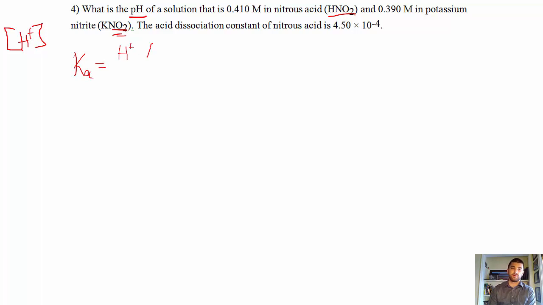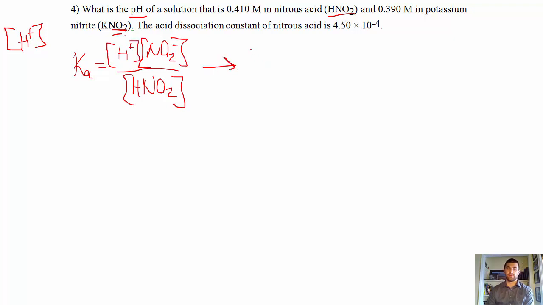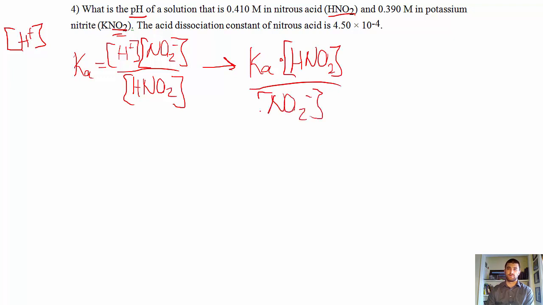So I write the expression out so I can figure out what's what. Right? And all those are concentrations. So I got to get H plus by itself. So I do a little algebra. You get Ka times the HNO2 all over the NO2 minus. That equals the H plus concentration. So now the HNO2 is just this number right here, and the NO2 minus is this number, the potassium nitrite. So I plug those in.